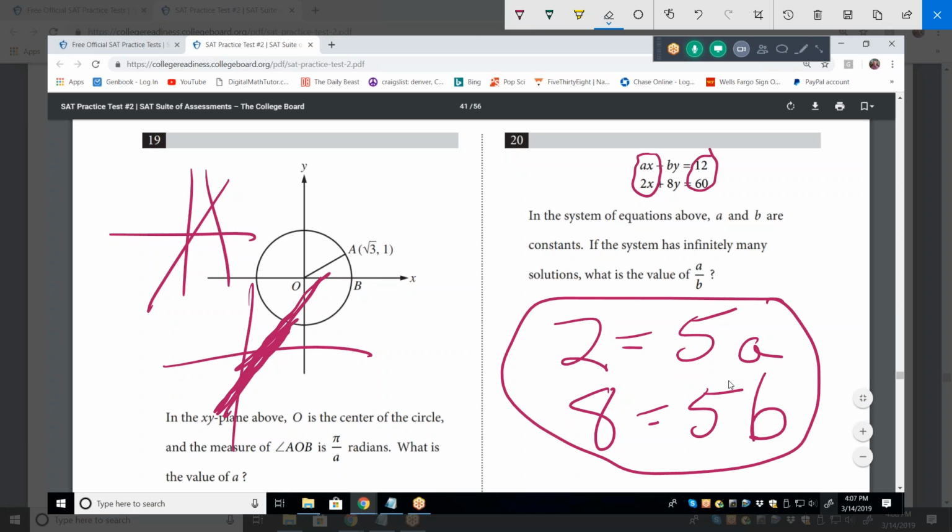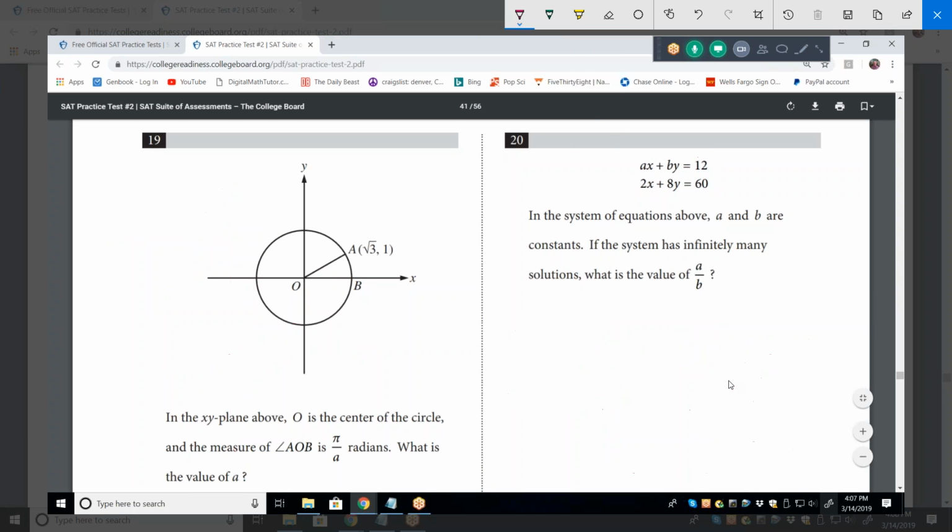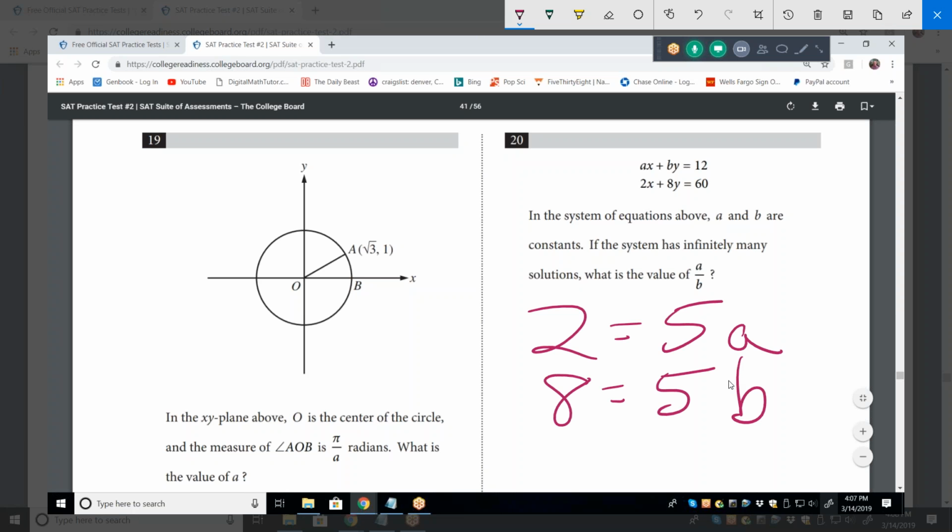Now let's solve the problem. They want to know, oops, I'm sorry, let me rewrite it here. 2 equals 5A and 8 equals 5B. And they want to know what A over B is. Well, let's do some substitution here. Hold on.